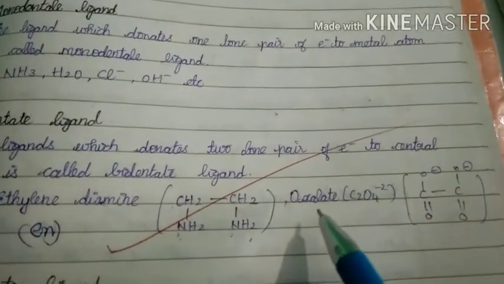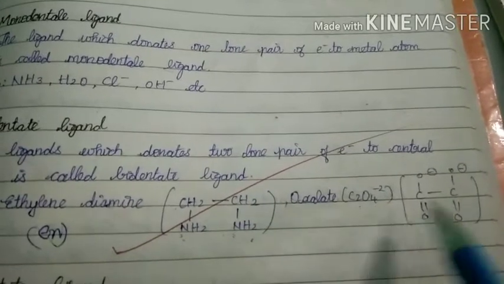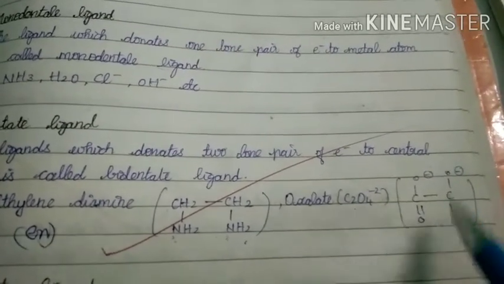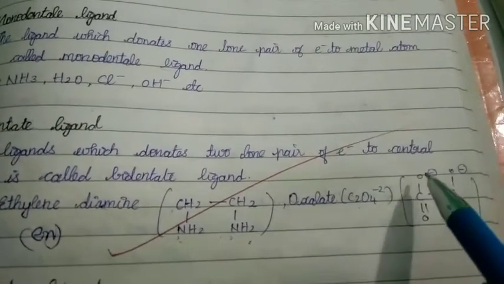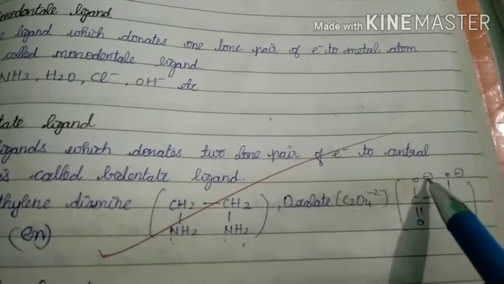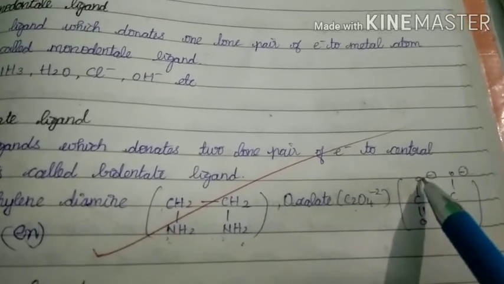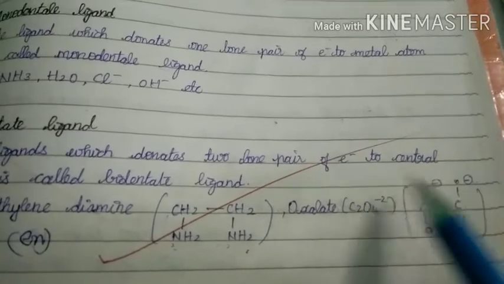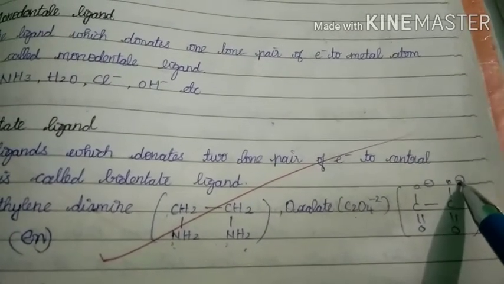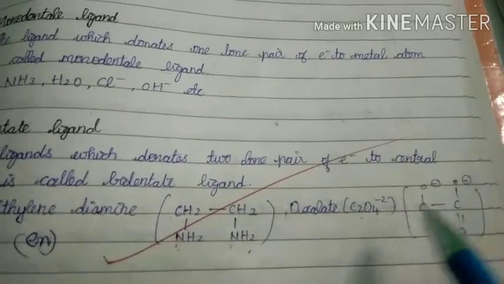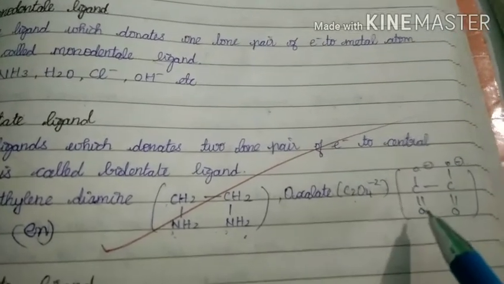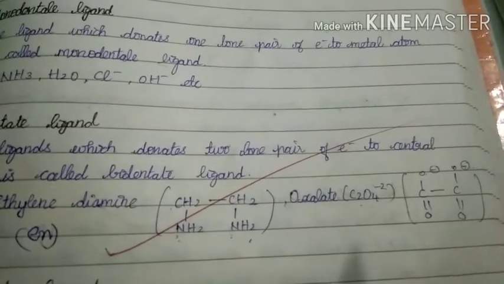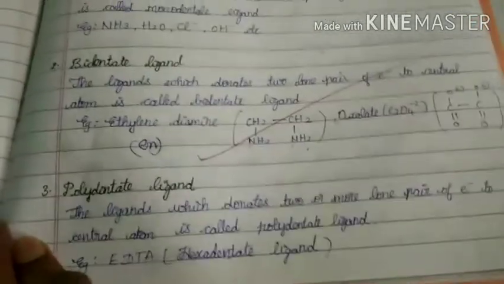Next, oxalate ion, C2O4 2 minus. See, this is the structure, C2O4 2 minus. So in this oxalate ion, these negative charges are nothing but electrons. This oxygen donates these electrons to central atom. This oxygen also donates these electrons to central atom when this compound attaches with the metal atom in a complex compound. So this oxalate ion is also considered as what? Bidentate ligand.